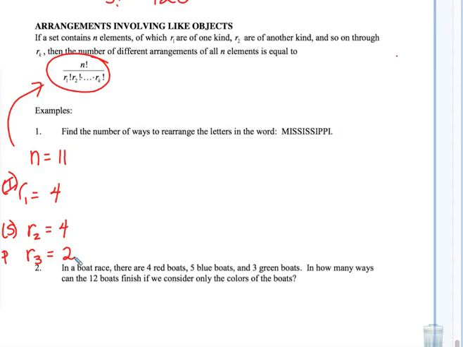So I'm going to do n factorial divided by r1 factorial, r2 factorial, and so forth. That's going to be 11 factorial, since there are 11 letters, and I'm just dividing out the things that repeat. So I'm going to divide it by 4 factorial, 4 factorial, and 2 factorial. And then I have to work this out.